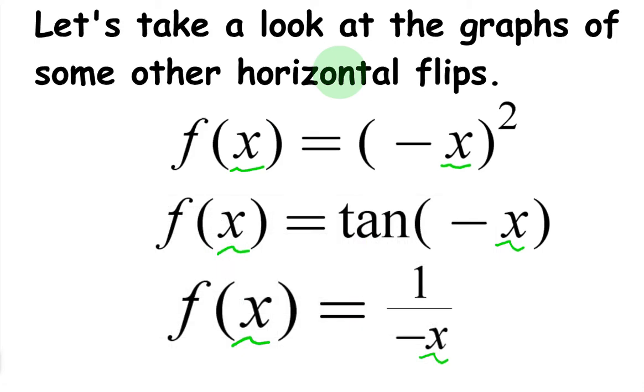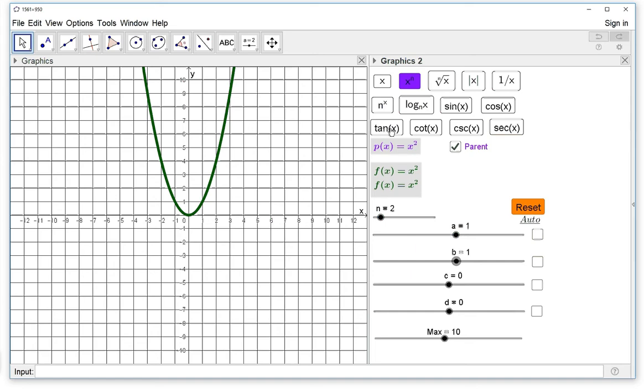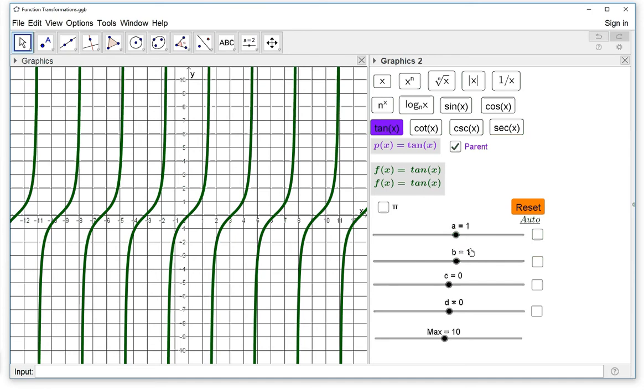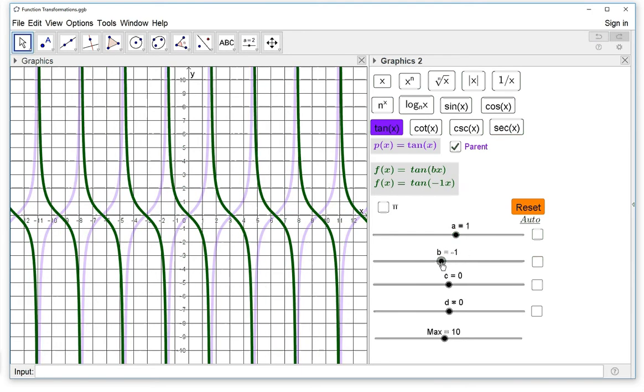Okay, let's look at tangent of negative x. So go to tangent here, and we're going to make b equal to negative 1, so it's going to become tangent of negative x. And we can see b is negative 1. We can see indeed all of these flipped over the y-axis to become the opposite shaped S.